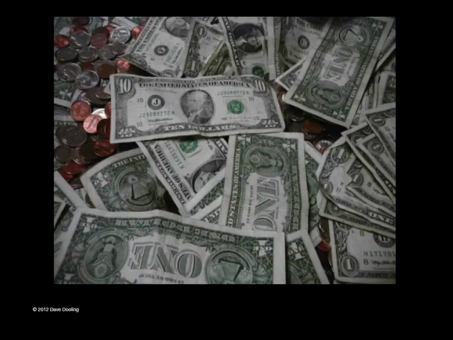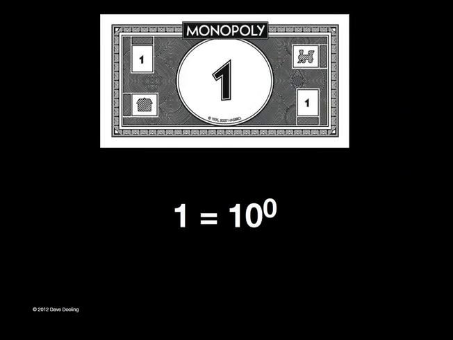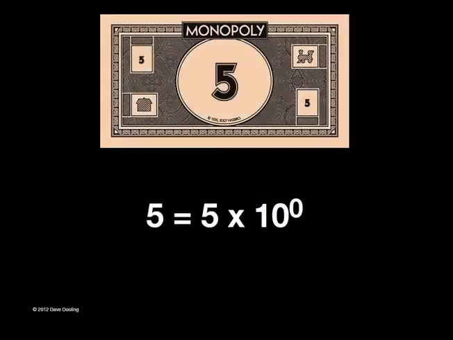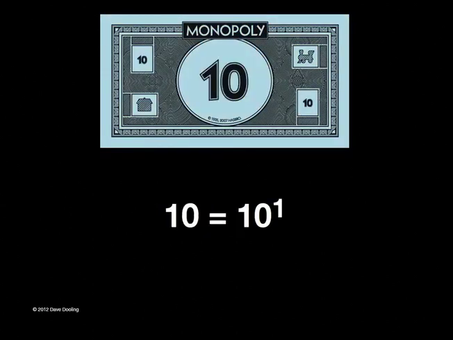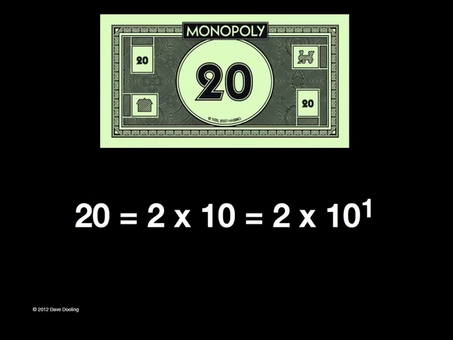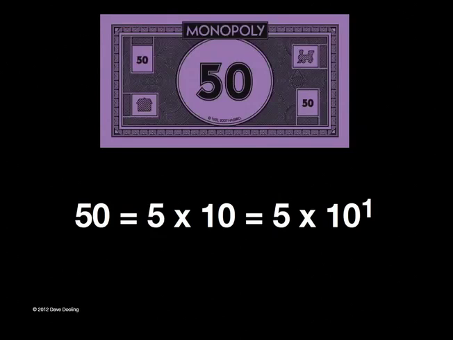It's called money. We have a decimal system in this country. The $1 bill is the basic unit. Think of it as 10 to the 0, 1 followed by 0 zeros. A $5 bill would be 5 times 10 to the 0. A $10 bill is 1 followed by 1 zero, or 10 to the 1. The $20 bill, 2 times 10 to the 1. $50 bill, 5 times 10 to the 1.